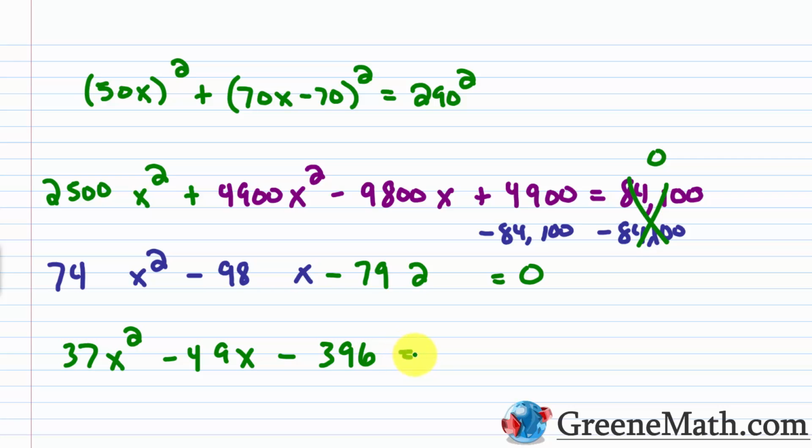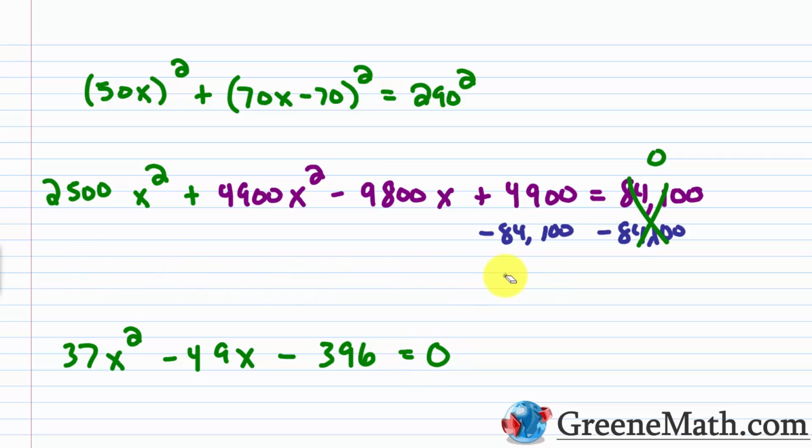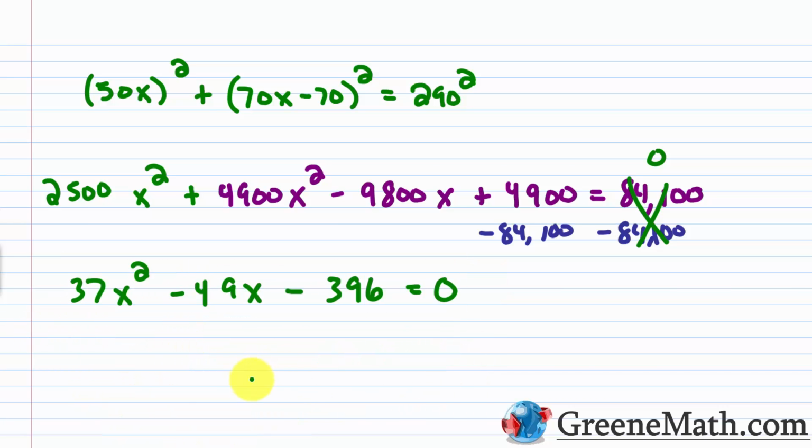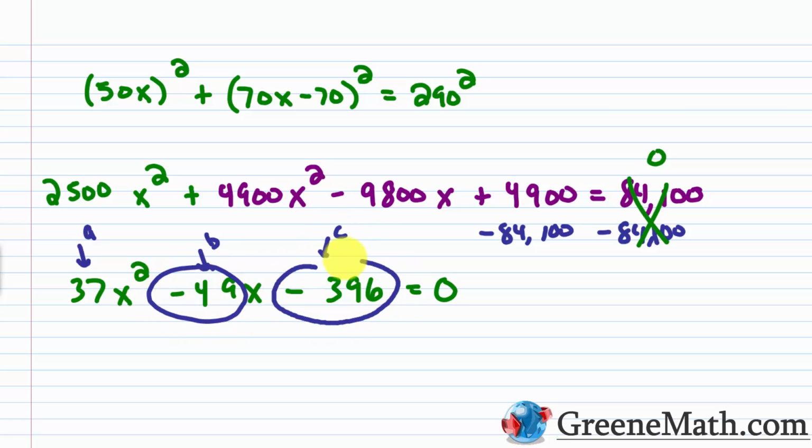And we can say this is equal to 0. Okay? So this is a lot simpler, a lot easier to work with. So let's drag this up here and see what we got now. We're going to use our quadratic formula. So again, this is going to be A, this is going to be B, the whole negative 49. And this is going to be C, again, the negative 396.